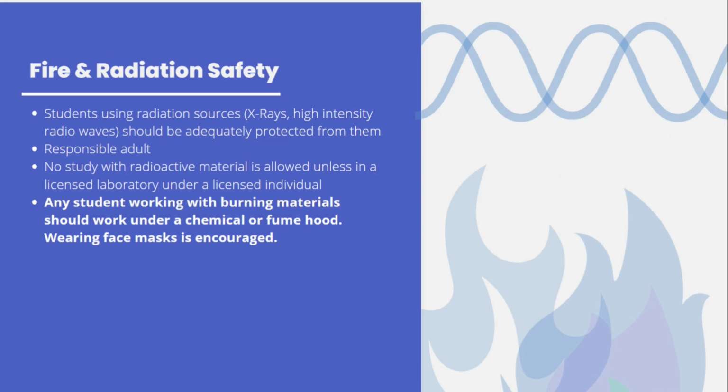Next is fire and radiation safety. Students using radiation sources like X-rays or high-intensity radio waves should be adequately protected from them. And of course, this has to be moderated by a responsible adult. No study with any radioactive material is allowed unless it's in a licensed laboratory under a licensed individual, and any student working with burning materials needs to work under a chemical or fume hood, and wearing face masks to keep out particulates is encouraged.